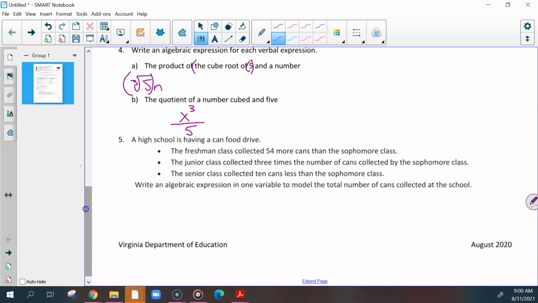I'm gonna kind of walk you guys through this one because I heard some confusion, like you don't know how much the sophomore class is, and that's kind of the point. So in this, high school is having a canned food drive. We know the freshman class collects 54 more than the sophomore. The junior class collected 3 times the number of cans collected by the sophomore class. The senior class collected 10 cans less than the sophomore class. And we're looking for the total number of cans.